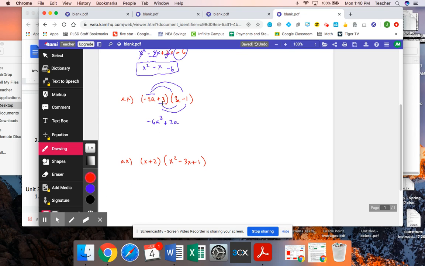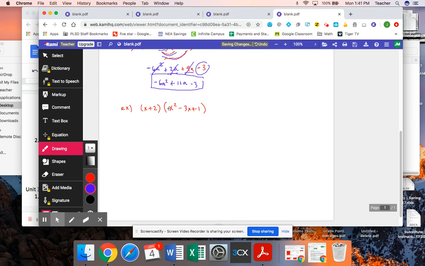Now let's transition to the red ones, and this is what I mean by the red ones. So 3 times 3a is a positive 9a, and then 3 times negative 1 is a negative 3. So all in all, let me combine some like terms. I only have one a squared term, negative 6a squared, done. I have a positive 2 and a positive 9. That gives me a positive 11a, done, and then minus 3.